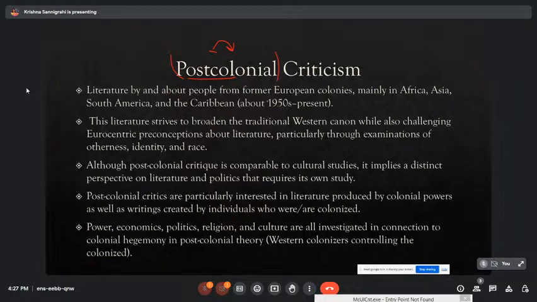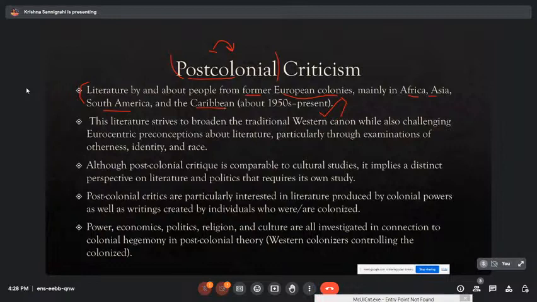So literature by and about people from former European colonies, mainly Africa, Asia, South America, and the Caribbean, from about the 1950s to present. So this is what post-colonial literature is about. What is post-colonial literature talking about? Literature by and about people from former, that is, earlier, colonies of Europe, mainly in Africa, Asia, South America, and the Caribbean. And the literature which is coming from these areas is termed as post-colonial literature.